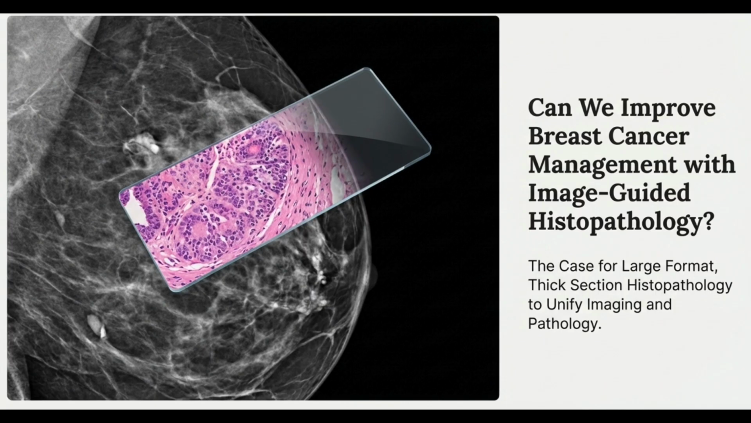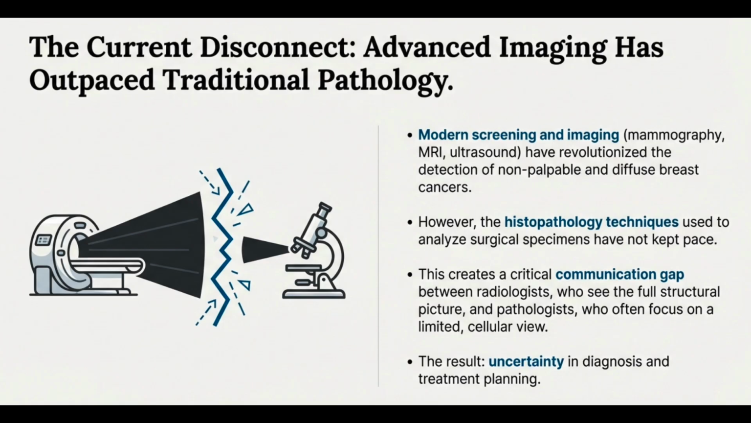So, okay, if fragmentation is the problem, the solution has to be unification. How does image-guided large-section histopathology, or LFH, actually work to fix this? The core principle is exactly that: unification. LFH uses much, much larger paraffin blocks. You can process specimens up to 10 by 8 centimeters. That's about the size of an index card, maybe a bit bigger. Right, and the goal isn't just to have a bigger slide, it's about a commitment to processing the entire specimen whole, or at least in large contiguous sections. You're making sure the full surface area the surgeon removed is what the pathologist sees.